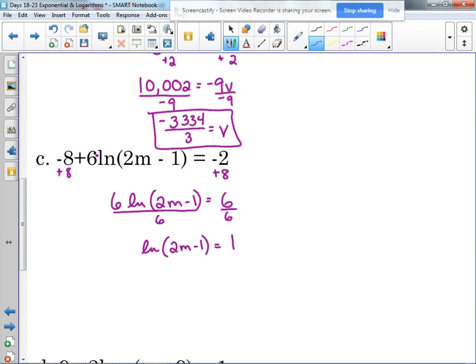Okay, now the natural log is by itself, so we need to change forms. This has a base of e, so that's e to the first is equal to 2m minus 1. Now, whenever e's are involved, we are not going to consult our calculator.